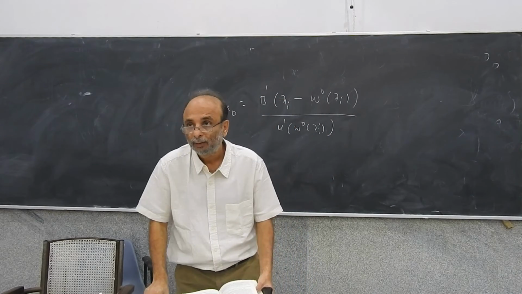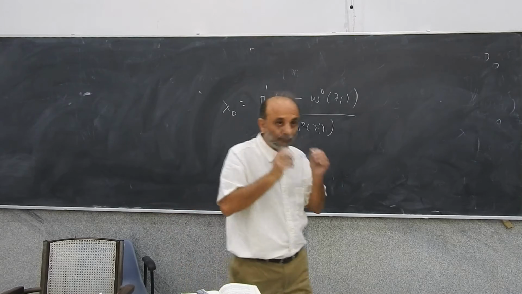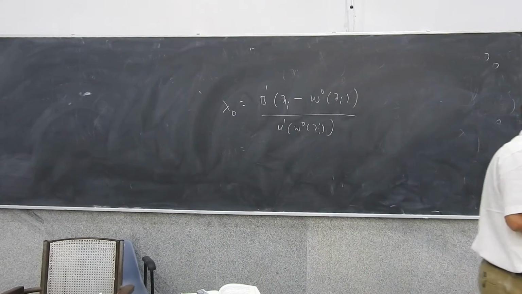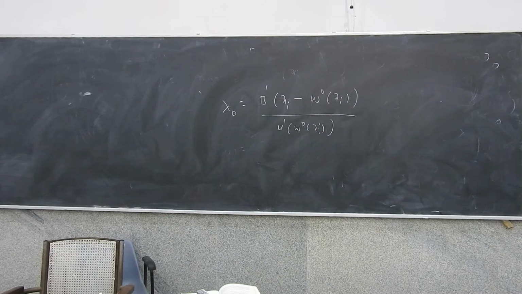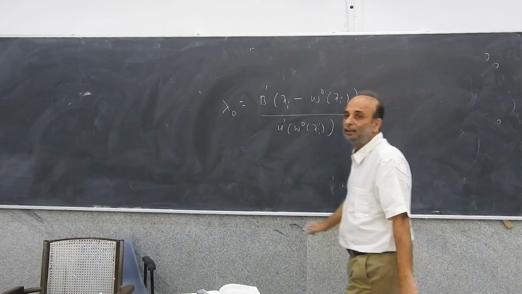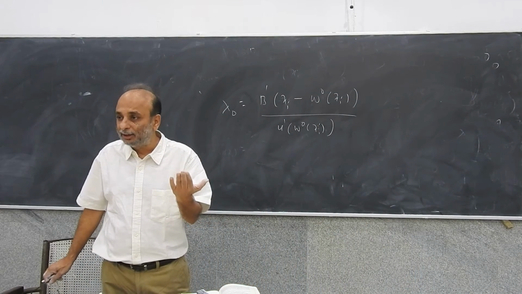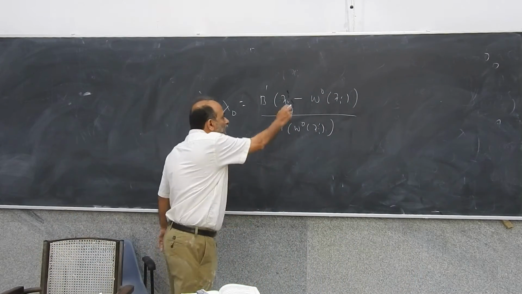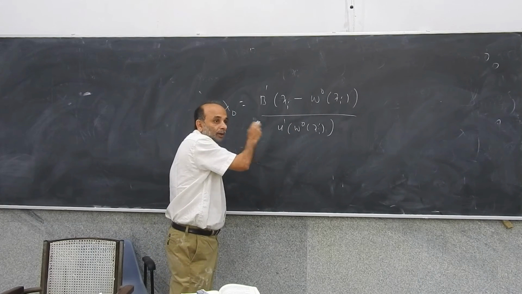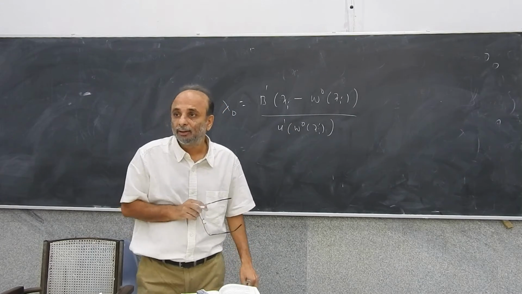Setting that equal to 0, I simply get this. Now this is a very insightful condition. This tells me two things. The first thing it tells me is B dash is greater than 0, U dash is greater than 0. So this ratio must be greater than 0. So lambda 0 must be positive.